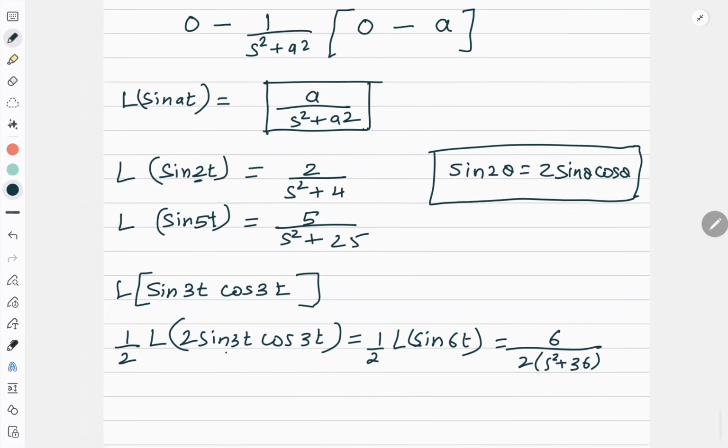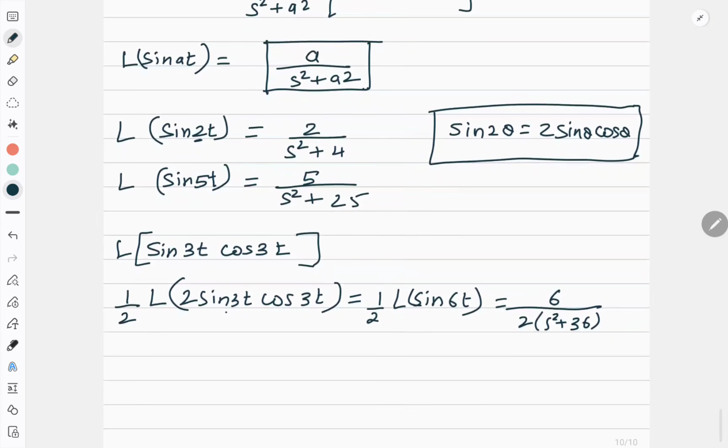So now whatever questions are coming, you should be smart enough to convert them. Same way, sin 2t, you should know the formula of sin 3t also, so that you can solve sin cube t. Sin square t also we can solve by using the half angle formula in terms of cos.